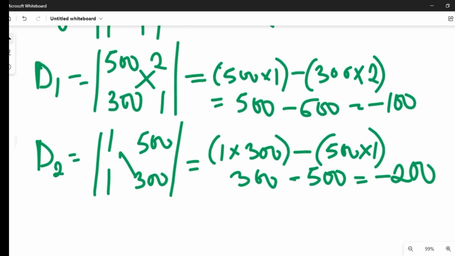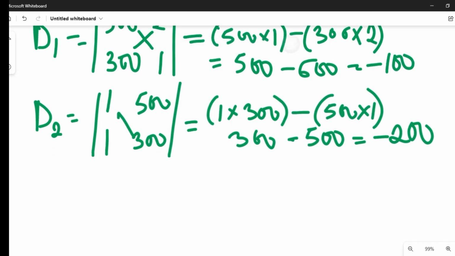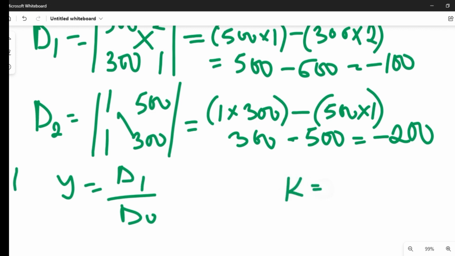So having gotten these three values, what do we need to do next? We need to find our value for y. Our value for y will now be equal to D1 divided by D0, and our value for k will now be equal to D2 over D0.